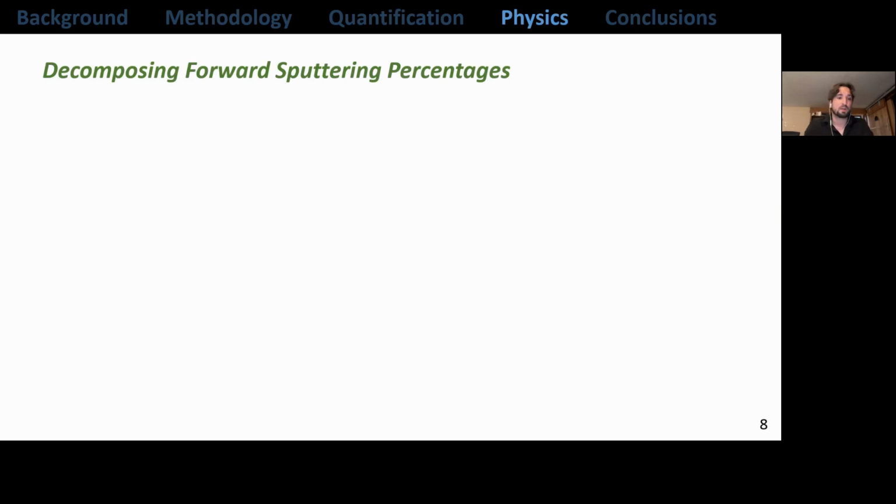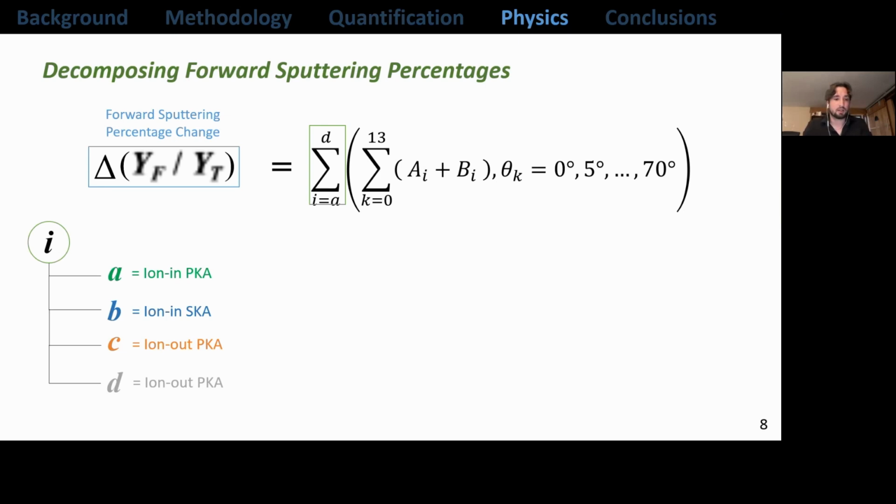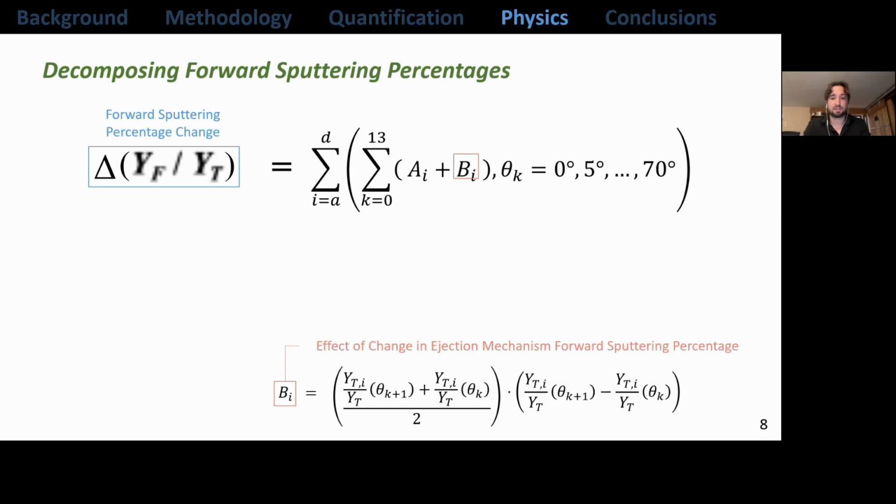So we can decompose the observed forward sputtering percentages as follows. Shown here, we have the forward sputtering percentage change. And it can be, if you take for each ejection mechanism, the effect of a change in its contribution to the total sputtering yield plus the effect of a change in the degree to which that mechanism is sputtered forward, you can get the overall forward sputtering percentage change.